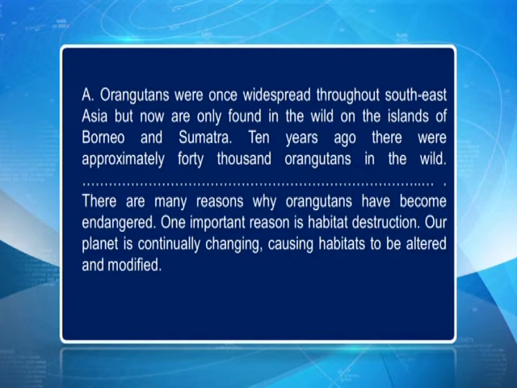Orangutans were once widespread throughout Southeast Asia, but now are only found in the wild on the islands of Borneo and Sumatra. 10 years ago, there were approximately 40,000 orangutans in the wild. And then we have a blank sentence, and after the sentence, we have, there are many reasons why orangutans have become endangered. One important reason is habitat destruction. Our planet is continually changing, causing habitats to be altered or modified.